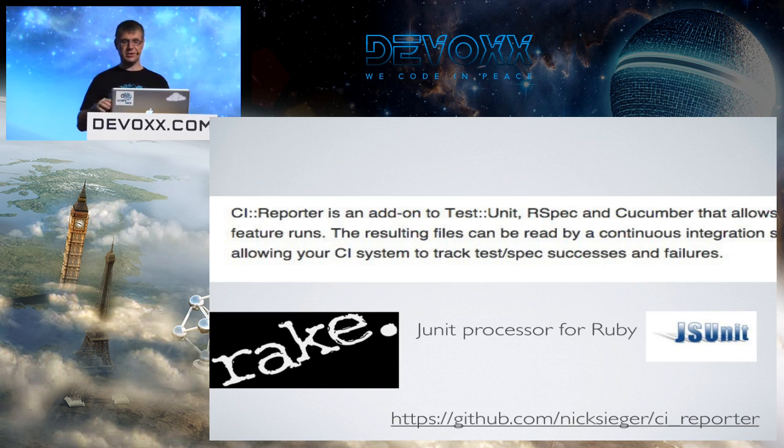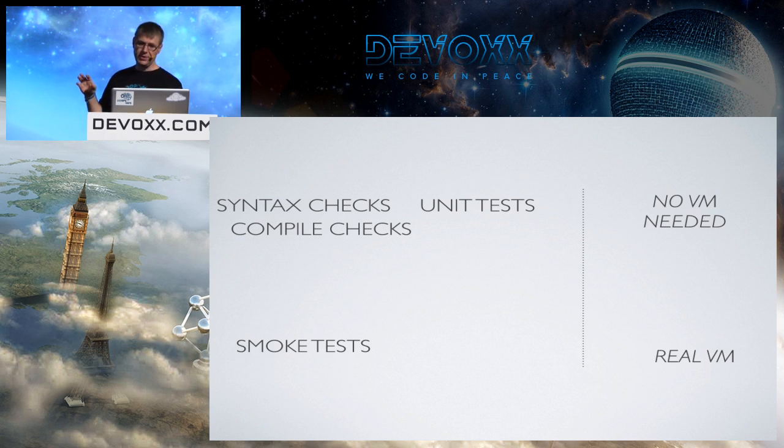What's useful is that there is a JUnit processor for Ruby, CI Reporter, which makes it really easy to hook into your CI system, because then you have the results of your unit tests in the regular syntax, so your build tools pick that up as the correct exit code and errors and so on. So there's a difference: you can run syntax checks, unit tests, and compile checks, and you don't need the VM.